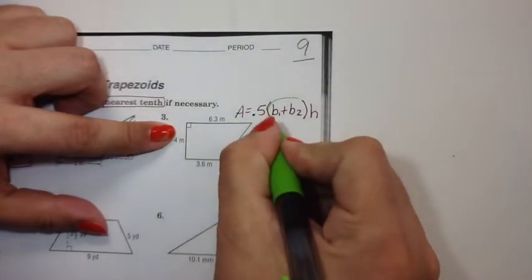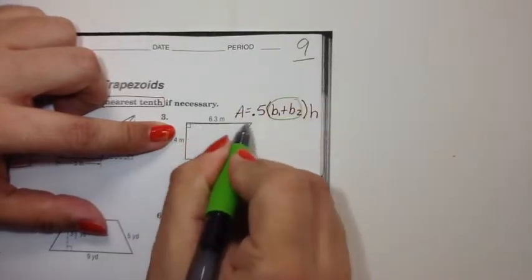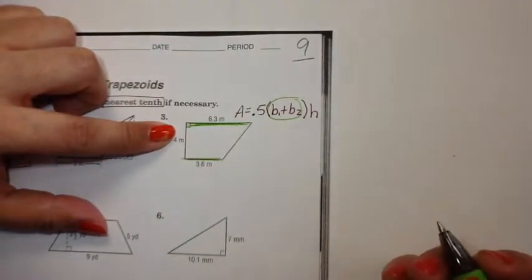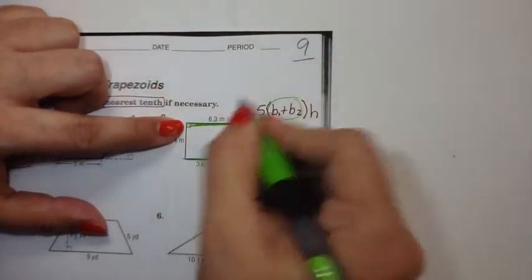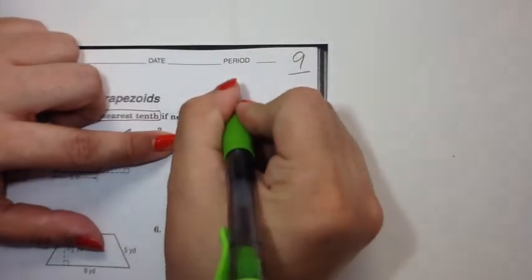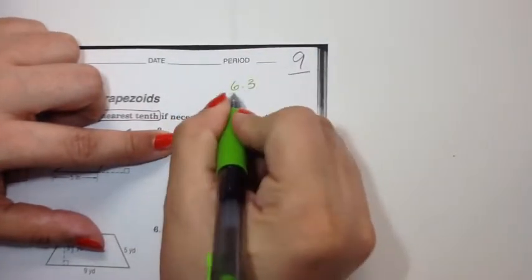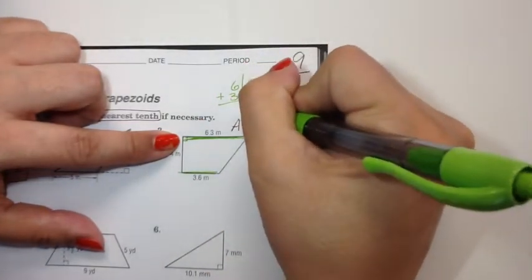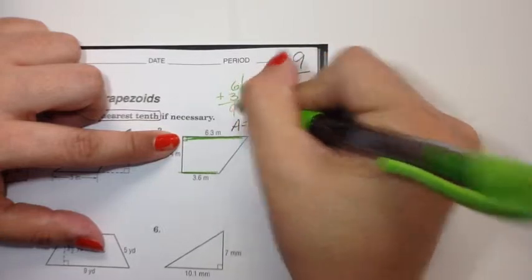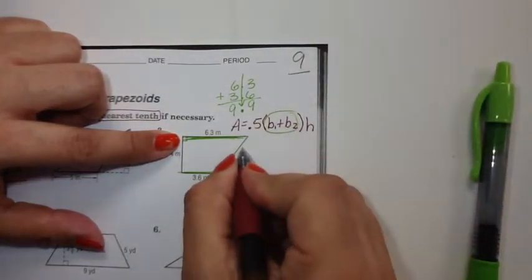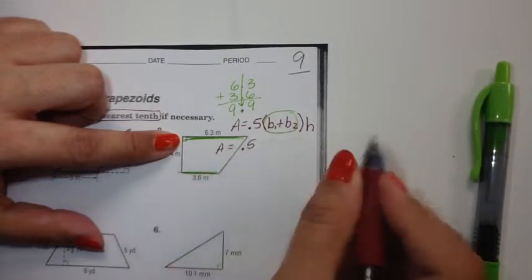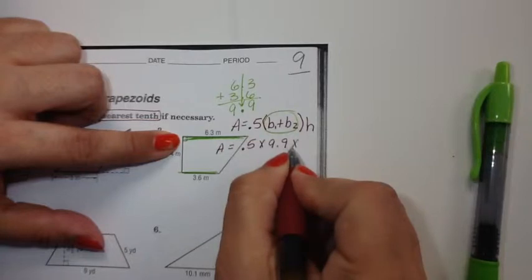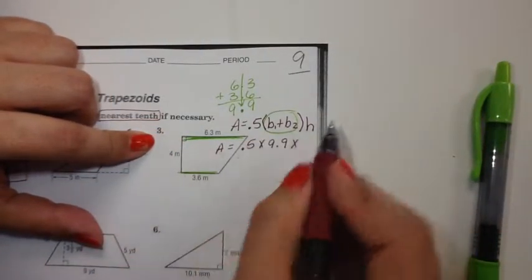So the part in parentheses is going to be the parallel sides of this figure, okay? So I am going to add 6.3 plus 3.6. And when you're adding, the decimal comes straight down, right? Then you add. So then it'll be A equals 0.5 times 9.9 times the height, which is 4.